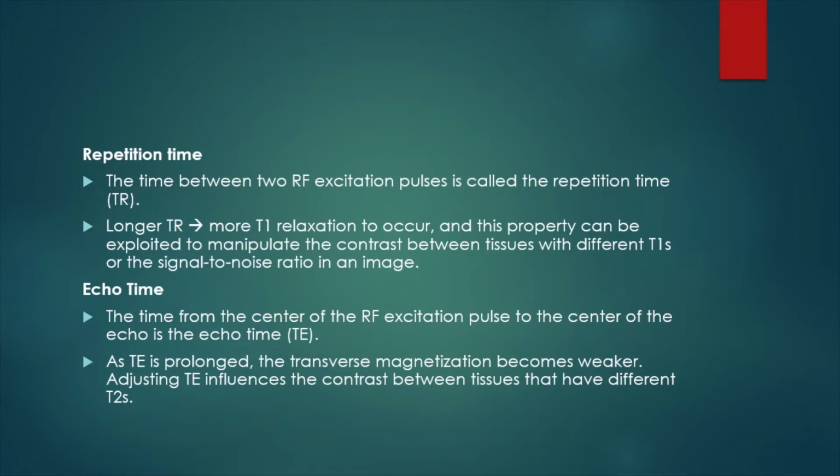So the repetition time is between two RF excitation pulses, like ma'am explained before. A longer repetition time will cause more T1 relaxation to occur, and this property can be exploited to manipulate the contrast between tissues with different T1s or the signal to noise ratio in an image. The echo time is the time from the center of the RF excitation pulse to the center of the echo. When the echo time is prolonged, the transverse magnetization becomes weaker, and adjusting the echo time influences the contrast between tissues that have different T2s.